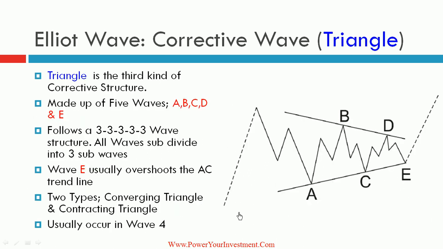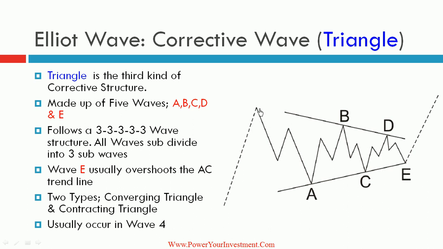The third type of corrective structure is the triangle. Now, triangle, unlike the zigzag and flat, is made up of 5 waves. See, zigzag was made up of 3 waves, flat was made up of 3 waves, but triangle is made up of 5 waves. So we have A, B, C, D, and E. Alright, in zigzag and flat we only had ABC. Now zigzag follows a 5-3-5 structure, flat follows a 3-3-5 structure, but triangle follows a 3-3-3-3-3 structure.